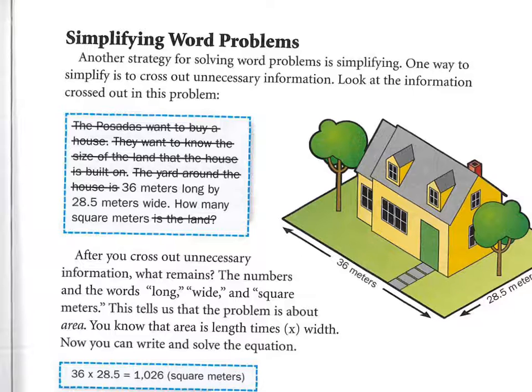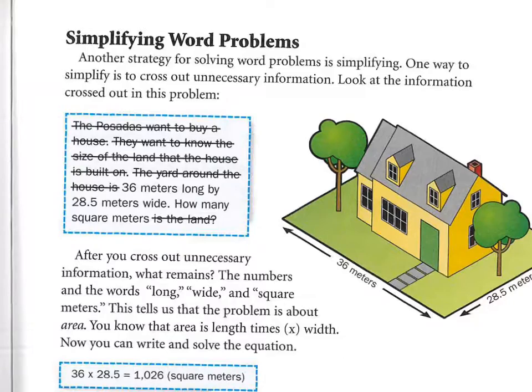Another strategy for solving word problems is simplifying. One way to simplify is to cross out unnecessary information. Look at the information crossed out in this problem. The Posadas want to buy a house. They want to know the size of the land that the house is built on. The yard around the house is 36 meters long by 28.5 meters wide. How many square meters is the land?